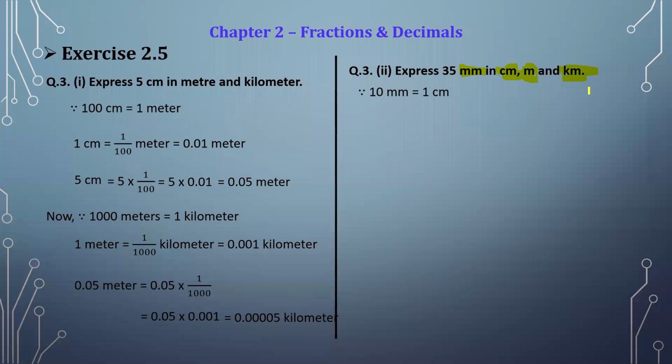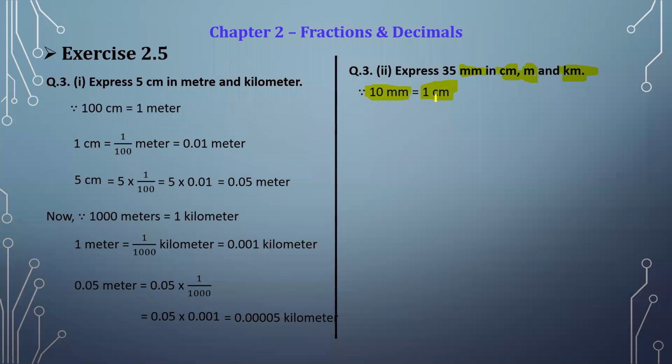Now here the first conversion is going to be different. That means 10 millimeter is going to be 1 centimeter. You can see this conversion on your scale. You can count how many divisions are there between 0 and 1, and if you count those divisions, you can find that 10 divisions are there, and the value of each division is 1 millimeter. So that means 10 millimeter is nothing but 1 centimeter.